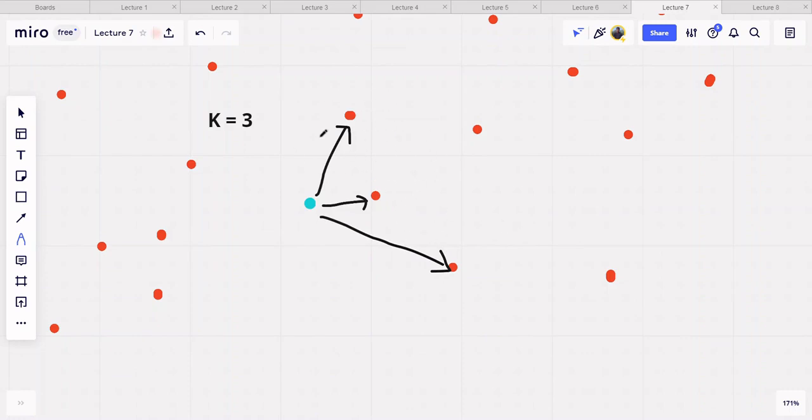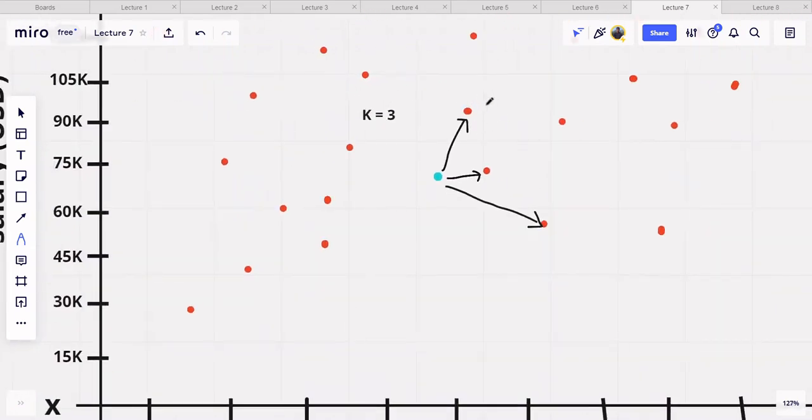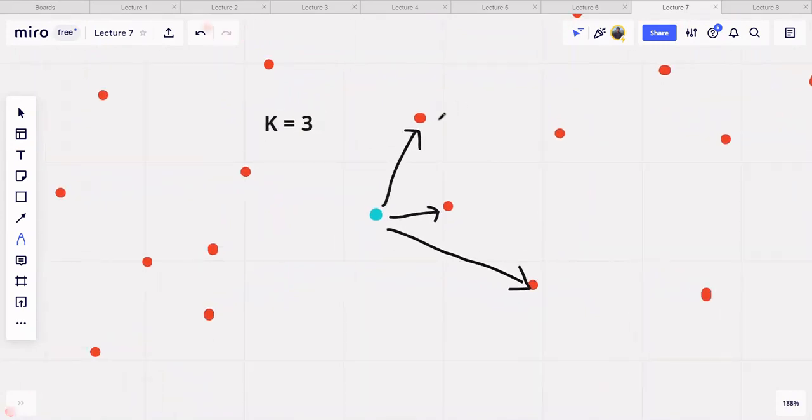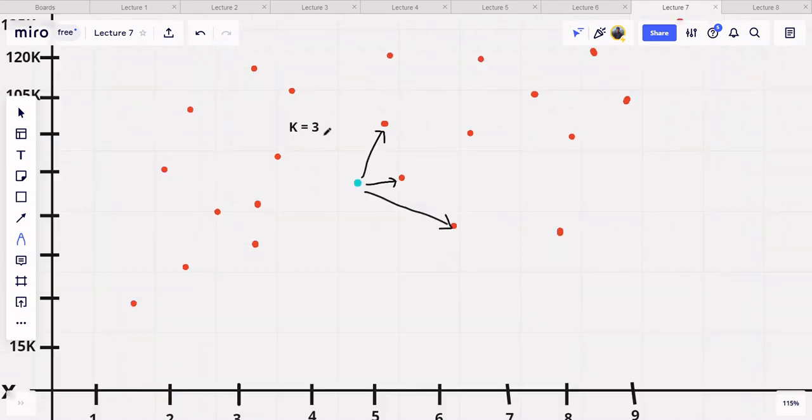Now we'll find their actual values, their y labels, then add them up and take the average of these values, and that average would be the prediction for our data point. So here we found the three nearest neighbors. This is basically how the KNN algorithm works.